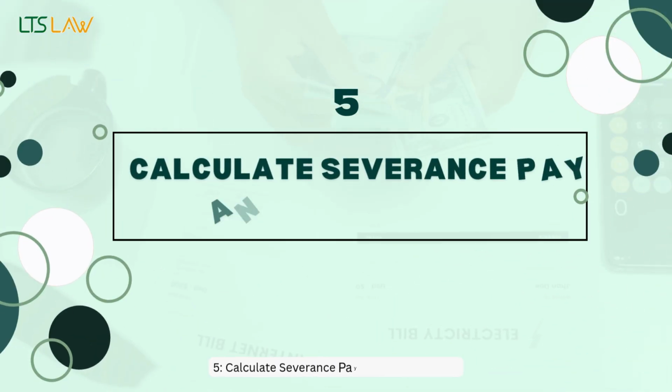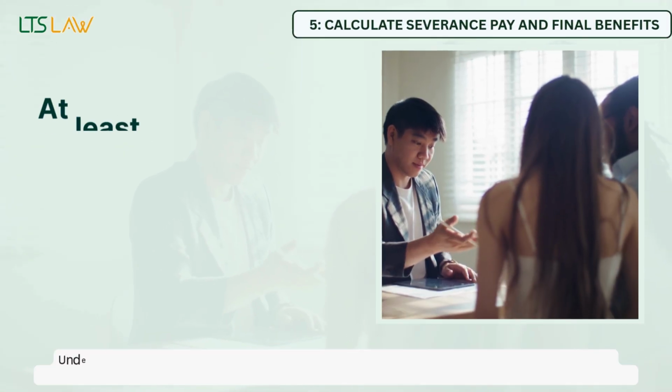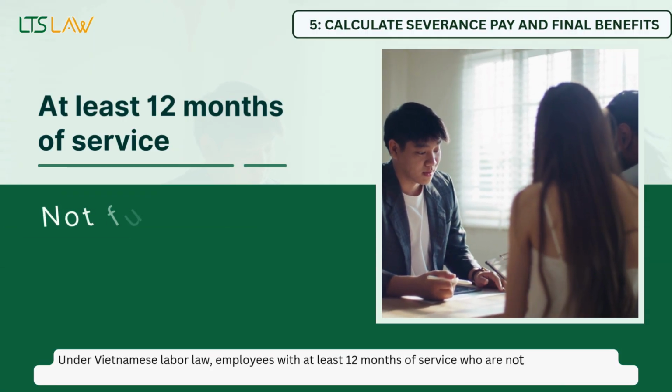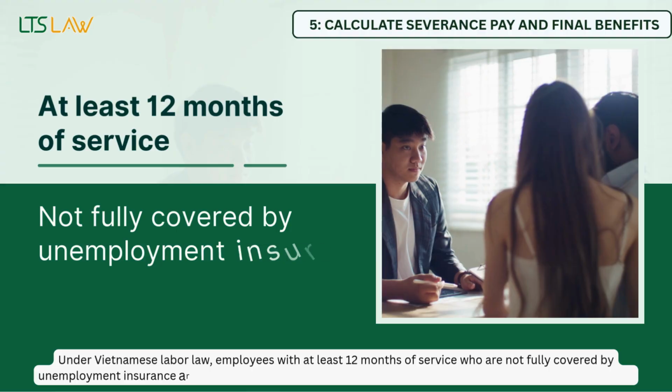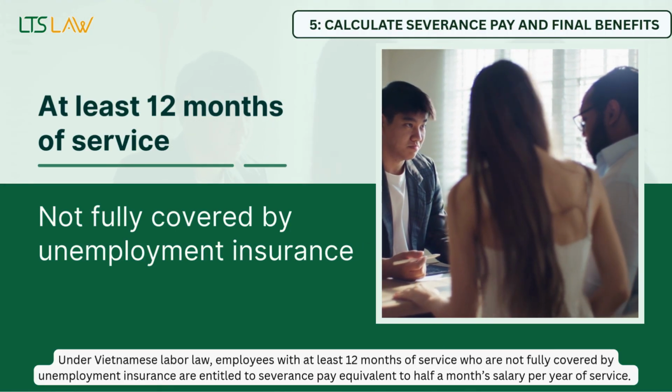5. Calculate severance pay and final benefits. Under Vietnamese labor law, employees with at least 12 months of service who are not fully covered by unemployment insurance are entitled to severance pay equivalent to half a month's salary per year of service.